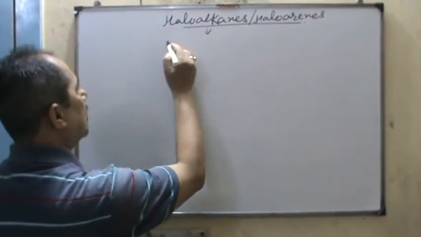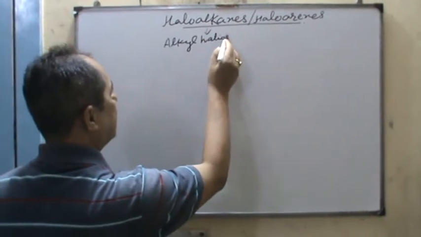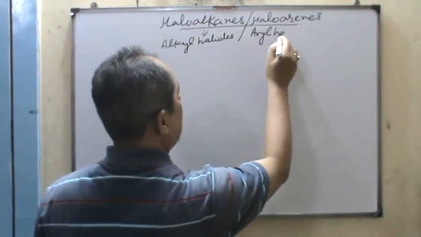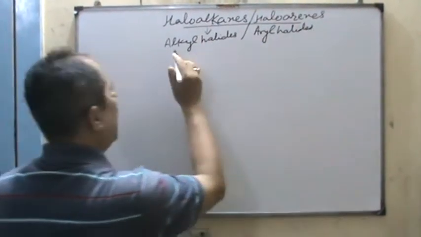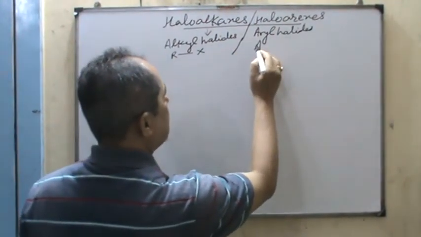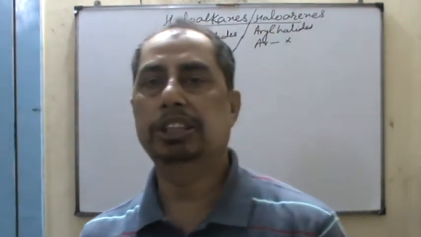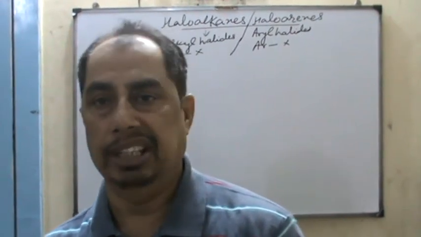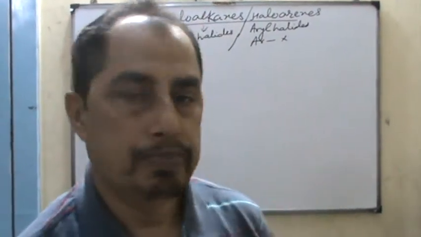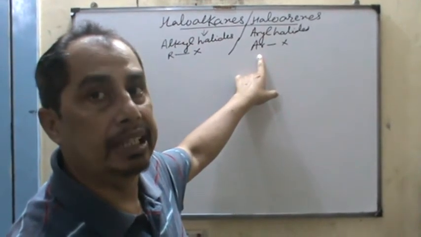Haloalkanes are also known as alkyl halides, and haloarenes are also known as aryl halides. You know, alkyl is the R and halide is the X, and aryl halide is the AR and X. Thus it is very clear, R stands for the root word of the aliphatic series. Methane, ethane, propane, butane are considered as the R, and AR means aromatic series that starts from benzene.